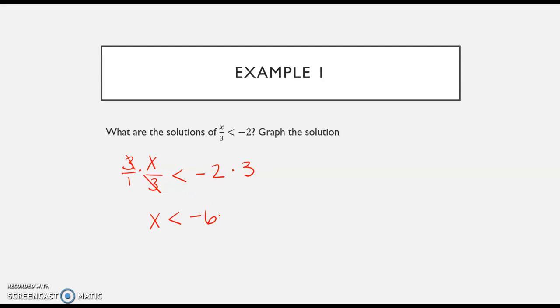And again, if I want to check it, I can check it by plugging in anything less than negative 6. The thing that I do need to make sure of is that I graph my solution. So I'm going to make my little number line here. It's not very straight, but it's what I can work with. All right, so I've got negative 12, negative 10, negative 8, negative 6, negative 4.